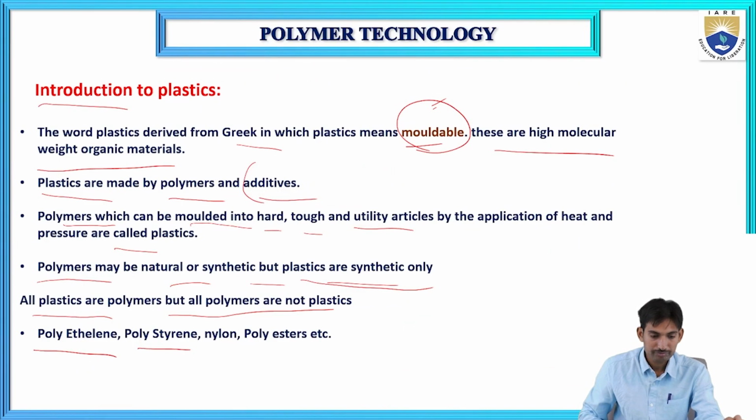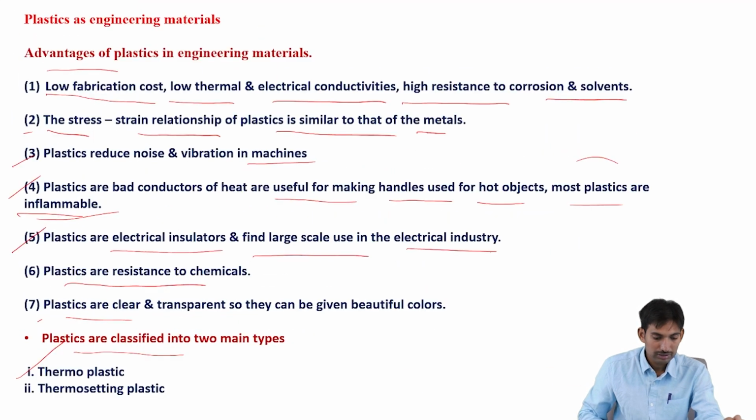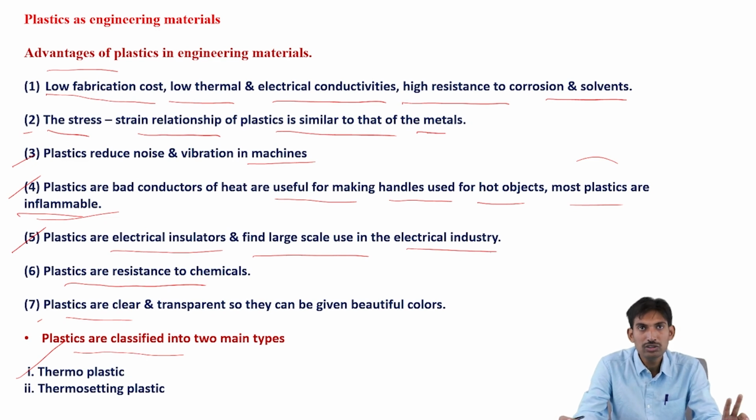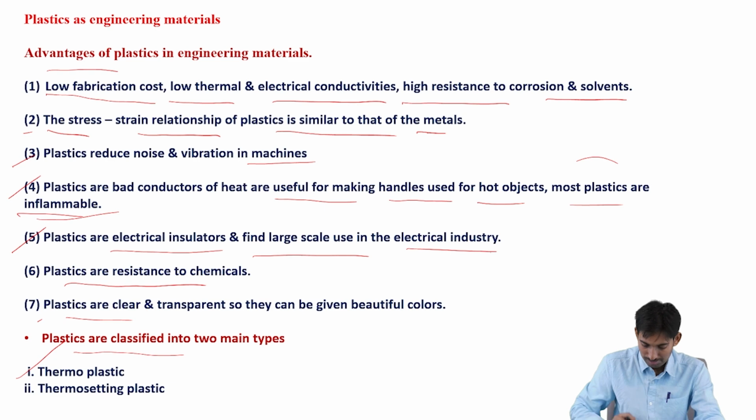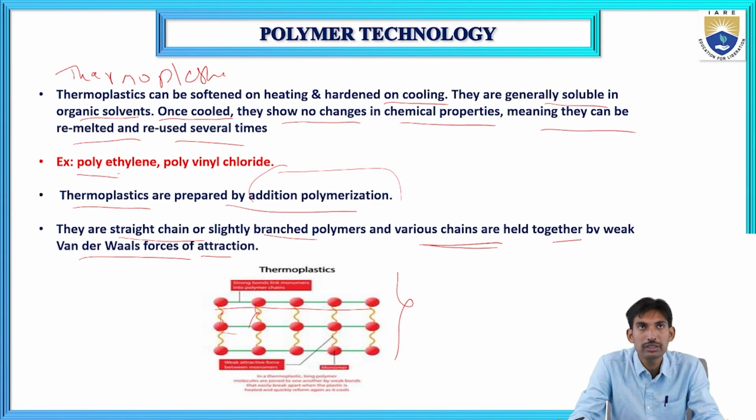Once again, what are polymers? The plastics are classified into two types. One is thermoplastic and the second one is thermosetting plastic. What is thermoplastic? The thermoplastic is nothing but a plastic that can be softened on heating and hardened on cooling.